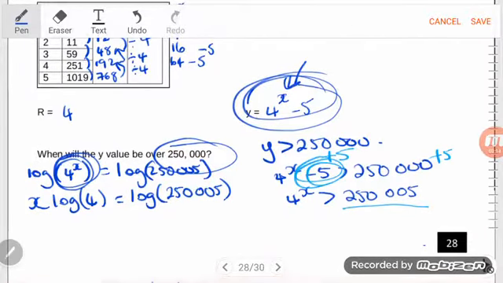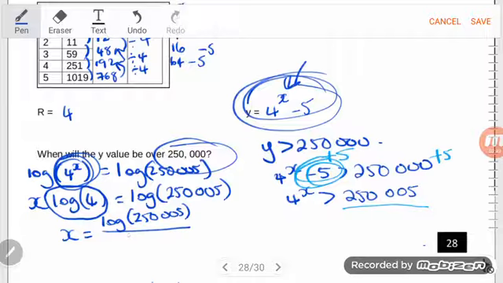Okay. So just using algebra, we can solve for x. If we want just x, anything divided by itself is going to equal 1. So that means we need to get a 1 in front of x. So we'll divide that by log 4 to get just x. But what we do to one side, we have to do to the other. So log of 250,005 divided by log of 4 is going to give us 8 point something.